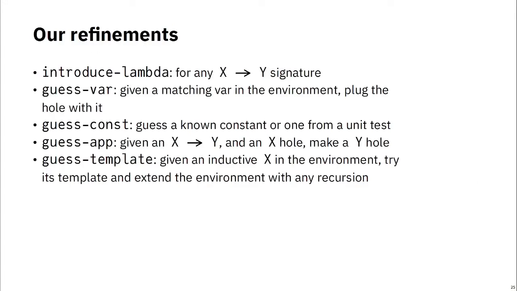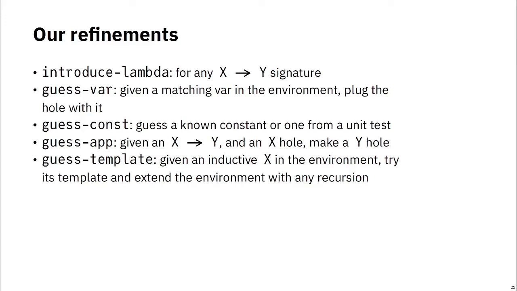So what are the edges of this graph corresponding to our refinements? We start off with introduce lambda, which is a very simple refinement that merely binds a variable if we have a hole in the shape of an x to a y. We bind a variable that is of type x and put it in the environment, and then we make a y-shaped hole. Guess var states that if we have a variable in the environment with the given shape, we can plug that hole with it. For example, if we had a number n in the environment and we had a number-shaped hole, we could put n in that hole.